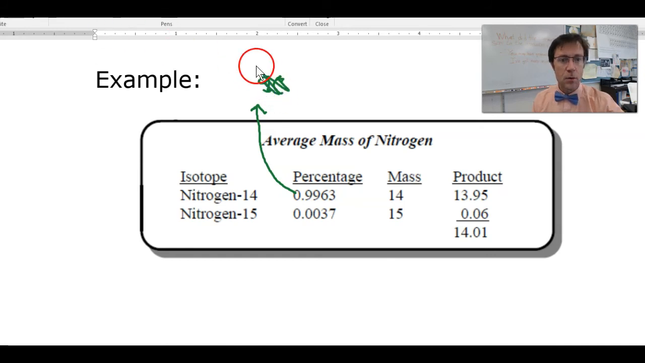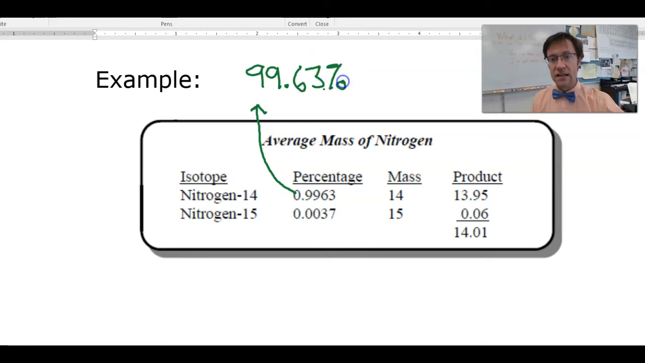Oh man, I just messed up. Hold on, give me a second. The percentage is going to be 99.63%. All right, because we're going to move that to make it a decimal. We move it over once, we move it over twice. Okay, that's how we get the decimal.